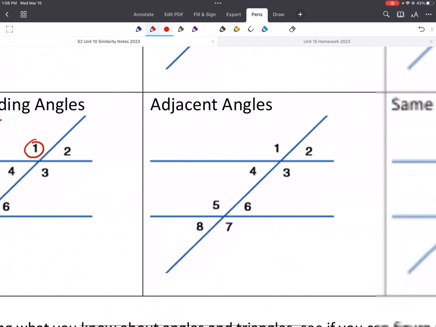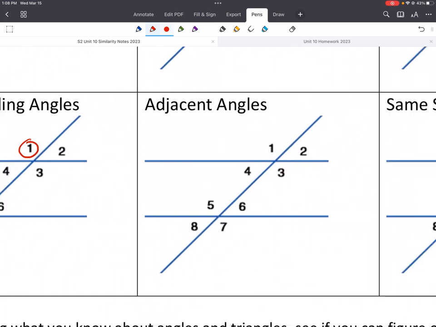Okay, next is adjacent angles. You'll probably use that quite a bit today. So adjacent angles, adjacent meaning next to. So like 1 and 2, those would be adjacent angles. 1 and 4 would be adjacent angles. So these two would be adjacent angles. Or we could do 4 and 3, or 6 and 7. So those are all adjacent angles.